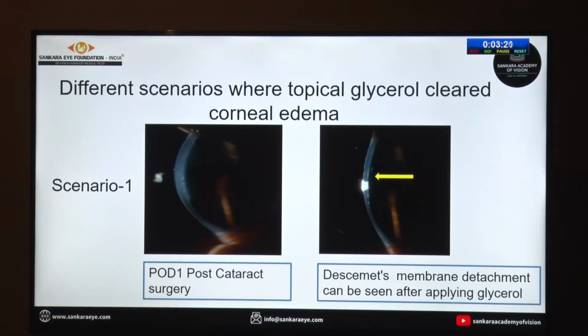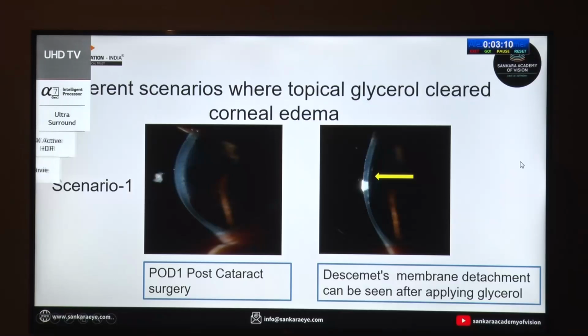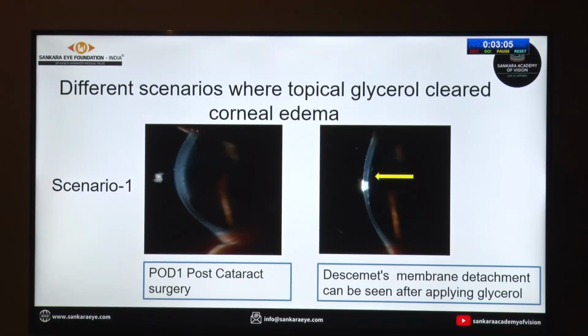The first scenario, in this, you can see in the picture on the left side the cornea, POD 1, post-cataract surgery, after a complicated cataract surgery. The cornea was edematous and there was loss of corneal transparency. On post-op day 1, we put topical glycerol eye drops. The corneal edema instantaneously reduced, and we were able to see the Descemet membrane detachment, highlighted with the yellow arrow.